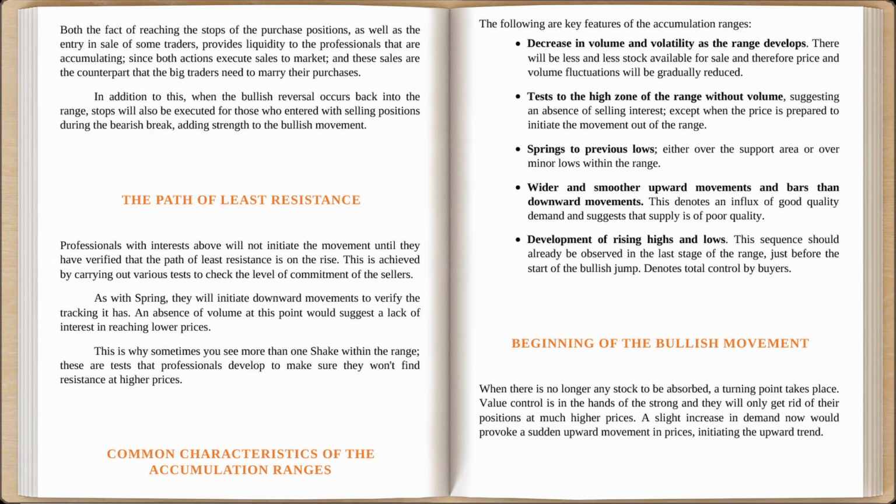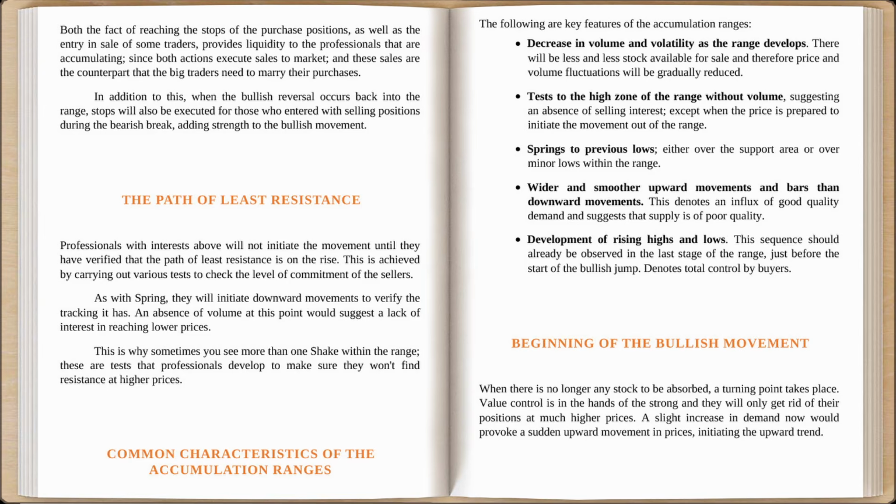Common characteristics of the accumulation ranges. The following are key features of the accumulation ranges: decrease in volume and volatility as the range develops. There will be less and less stock available for sale, and therefore price and volume fluctuations will be gradually reduced. Tests to the high zone of the range without volume, suggesting an absence of selling interest, except when the price is prepared to initiate the movement out of the range. Springs to previous lows, either over the support area or over minor lows within the range.